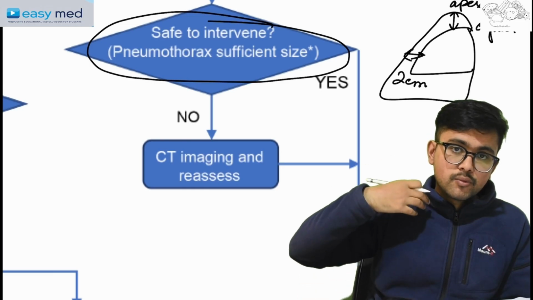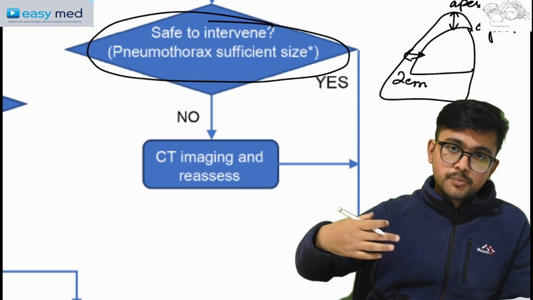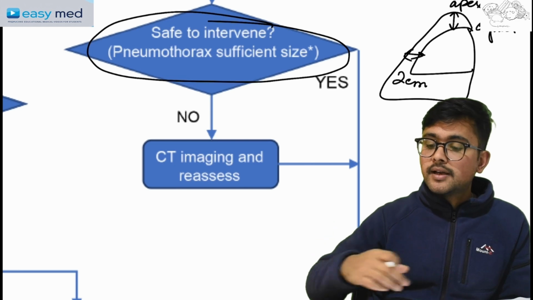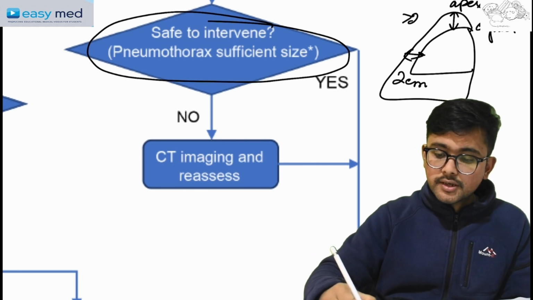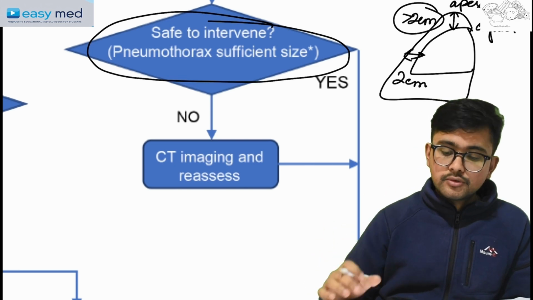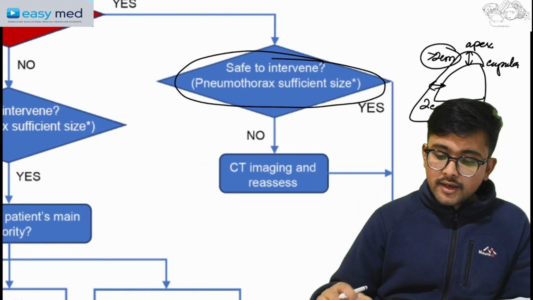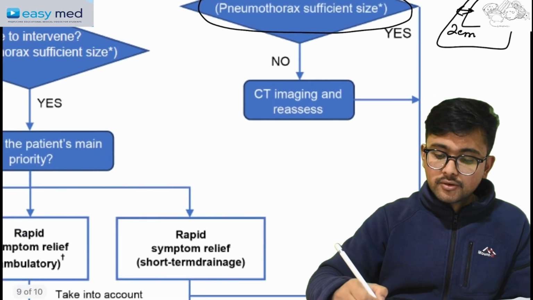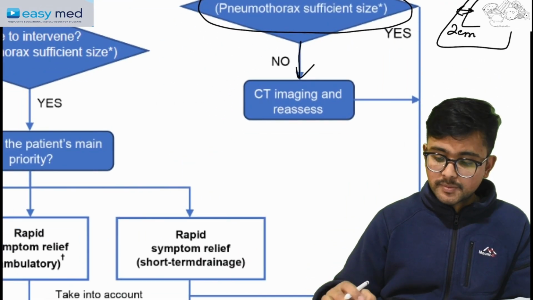So ATS wants you to look at the top of the lungs. British Thoracic Society wants you to look at the hilum. Anywhere you look, if the size is more than 2 centimeters, it means it is safe for you to intervene and you should intervene. If it is not safe, then it would be a good idea for you to get CT scan imaging of this patient.